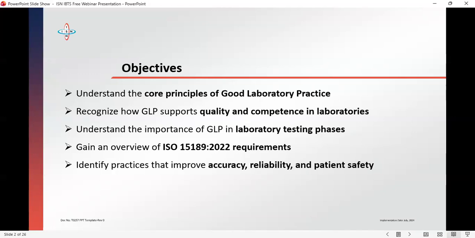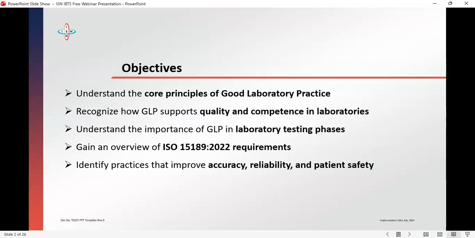So when we put all of this into play, when we carry out good laboratory practice in our facilities, how will this support the quality and competence of our laboratories? We want to ensure that after this training, we understand the importance of good laboratory practice in laboratory testing phases.